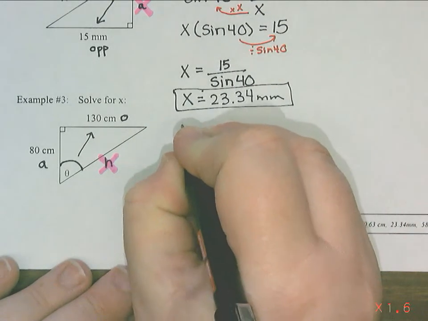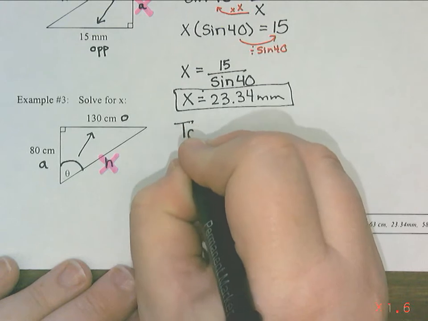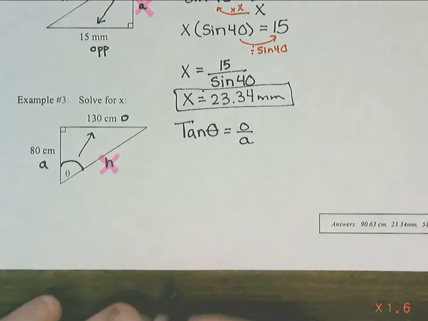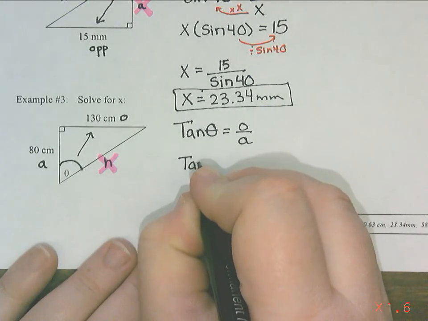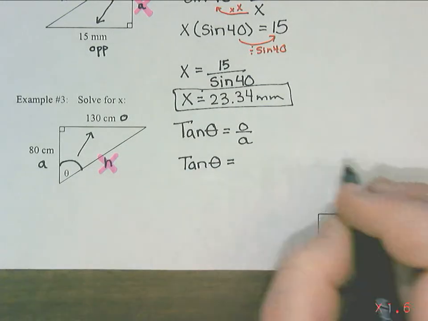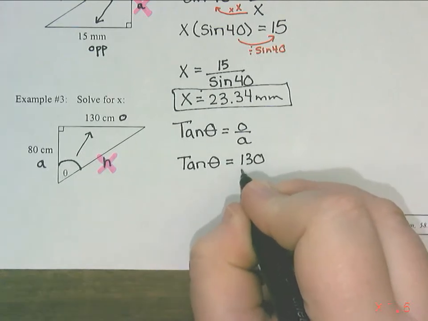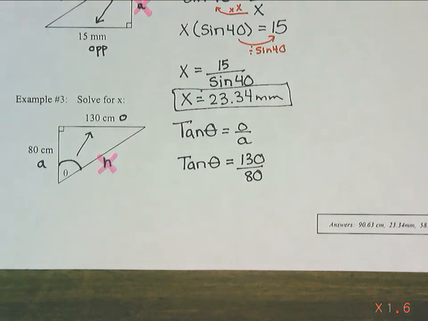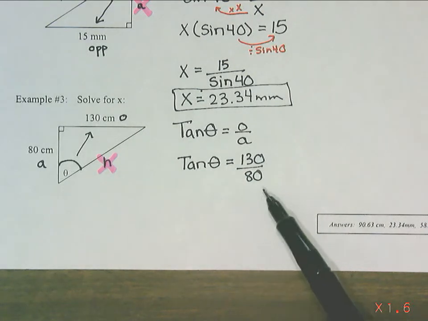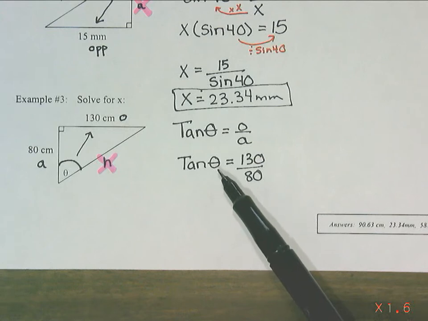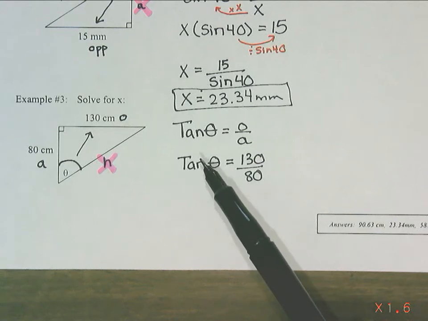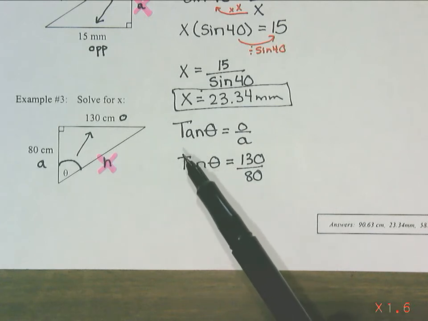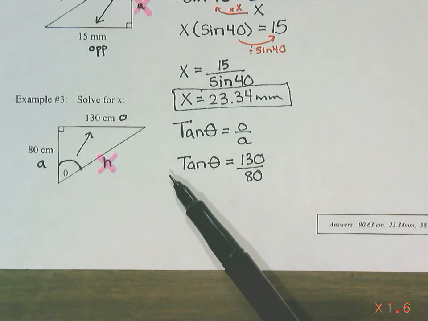So tan of our angle theta is opposite over adjacent. So tan, well, I don't know, so I'm going to leave it as theta, is opposite 130 divided by the adjacent, which is 80. Now this is a little trickier. In this question, I do want to solve for theta, or we could have made it x. So I need to find a way to get that tan to the other side. It's not tan of a number, it's just a tan all by itself.